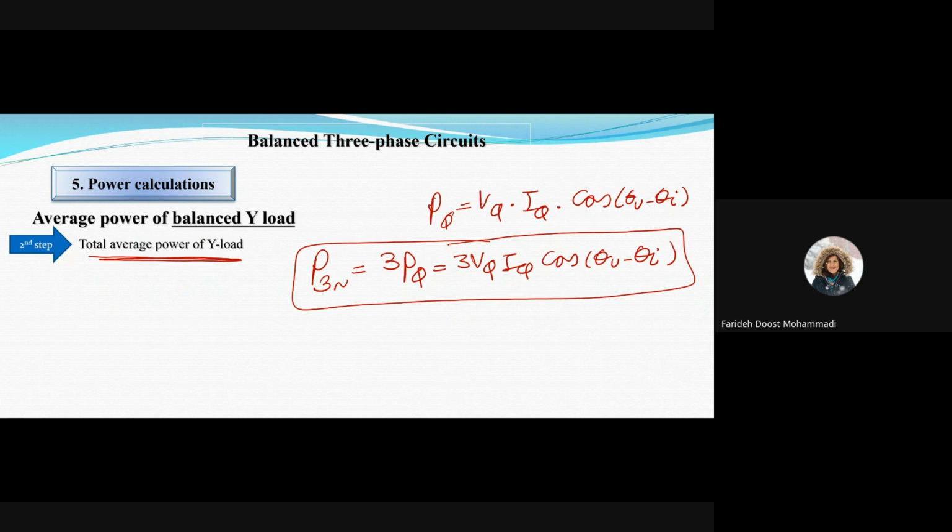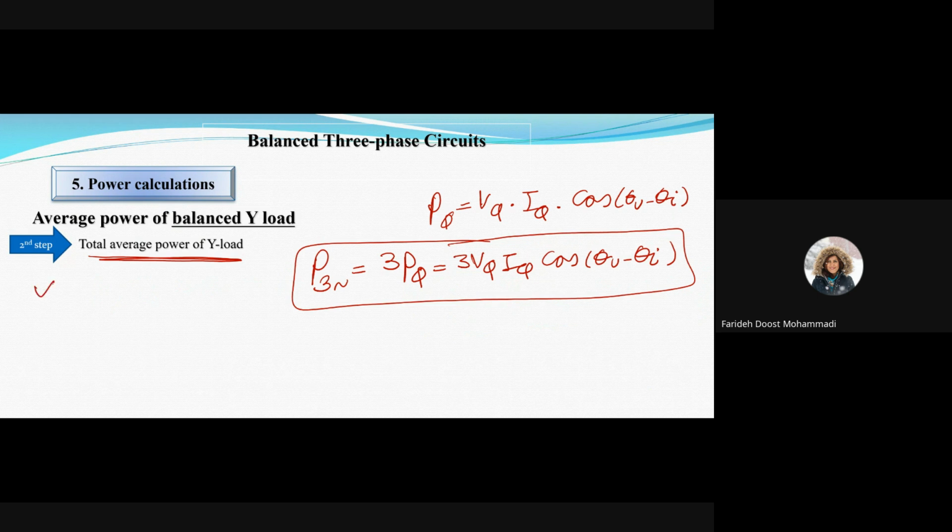Now, the interesting part is that you can also convert this equation into an equation where you have the voltage and current of the line instead of the voltage and current of the phase. According to this equation, you have to plug in the phase voltage and the phase current. But sometimes instead of phase voltage and phase current, you have the line voltage or the line current. So we want to see how we can convert it into line parameters. Let's see what the relationship is between the phase and line parameters.